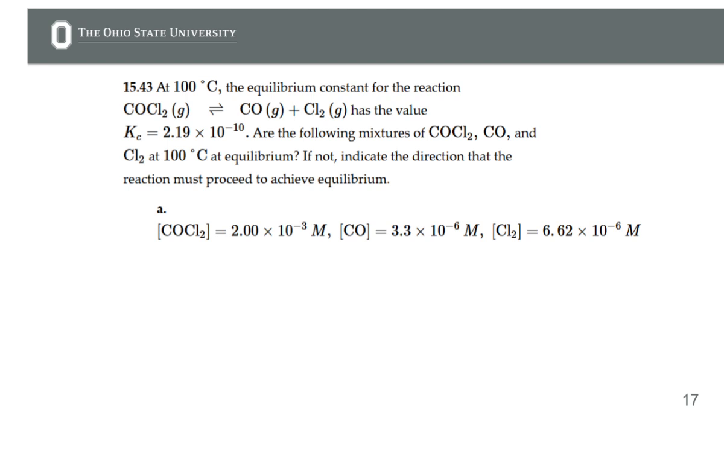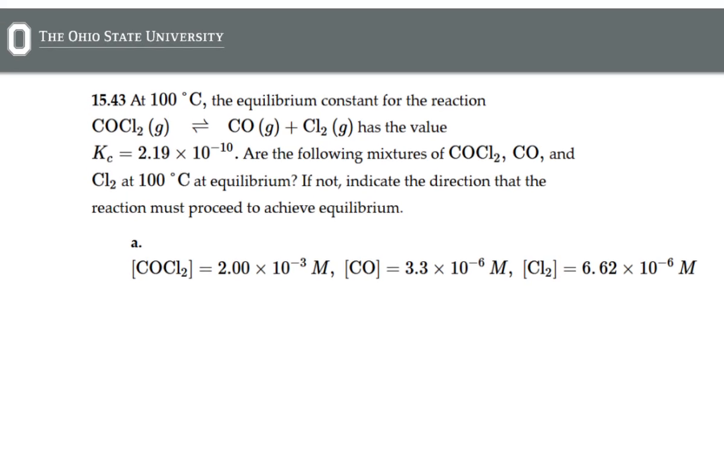Okay, now let's actually do a problem. I'm going to let you all work on this one for a bit. At 100 degrees Celsius, the equilibrium constant for this reaction shown here has a value of 2.19 times 10 to the minus 10. We're given the following concentrations of each of the reactants and products, and we want to determine if we're at equilibrium, and if not, which way does the reaction proceed? So take a few minutes, work that problem out, and then we will work on it together.